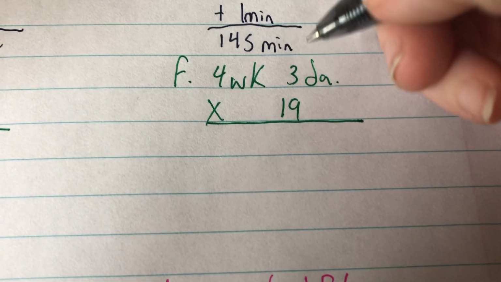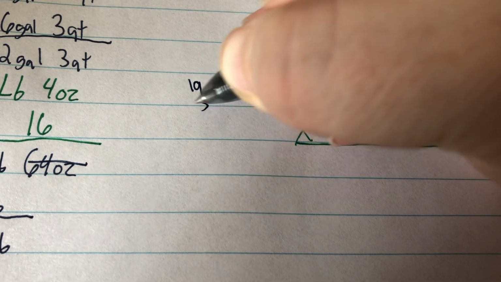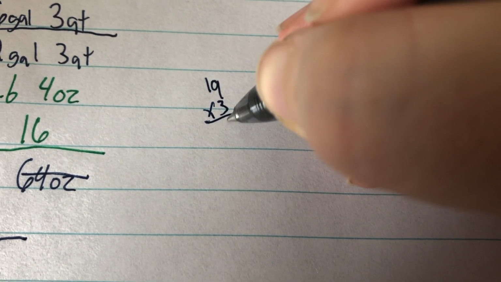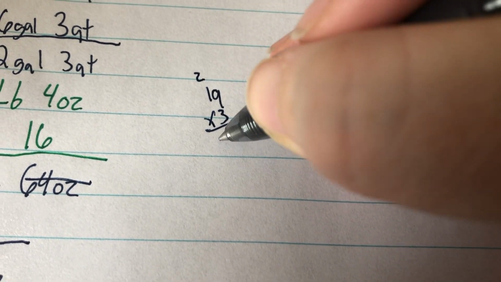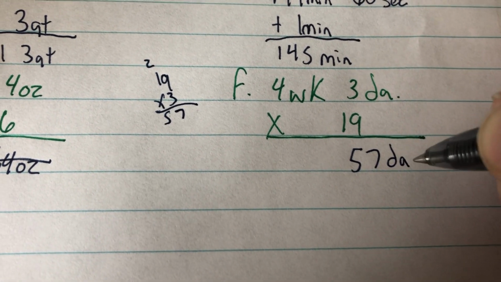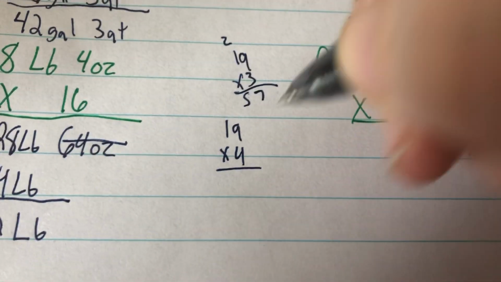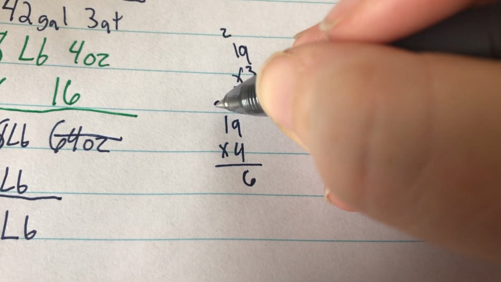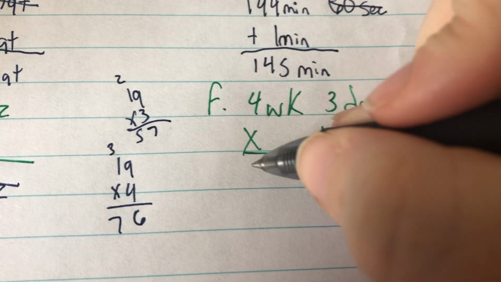F, 4 weeks and 3 days times 19. So 19 times 3. 9 times 3 is 27. 3 times 1 is 3, 4, 5. So it'd be 57 days. And then 19 times 4. 9 times 4 is 36. 4 times 1 is 4, 5, 6, 7. 76 weeks.